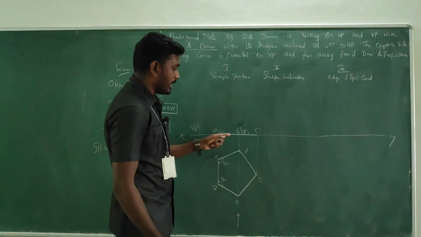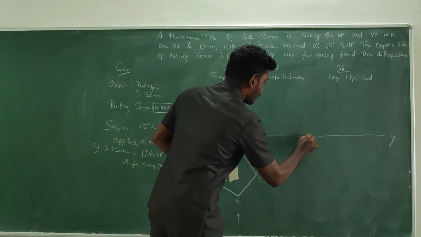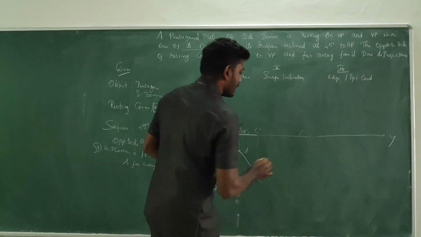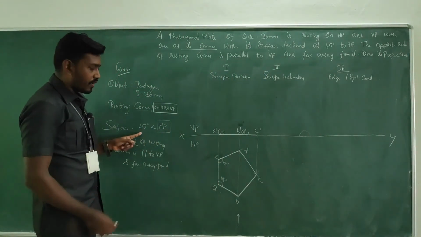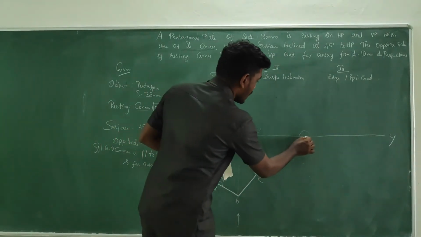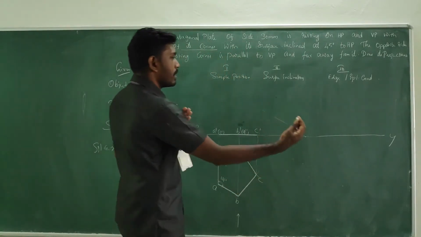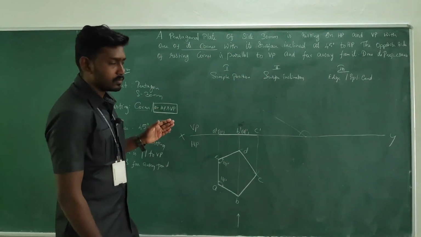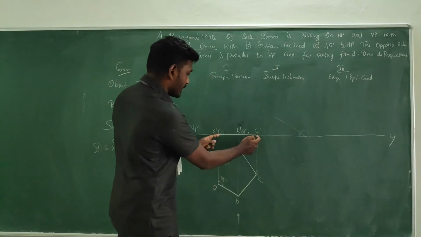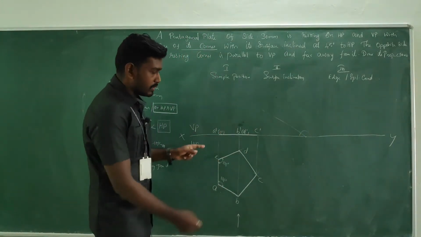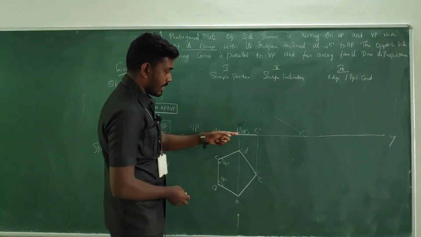So what we are going to do is just take the point on the XY line by keeping your protractor, measure 45 degree in your compass and go for an inclined line from right to left. And now we are going to transfer this line over the inclined line. This plane is going to tilt, right?